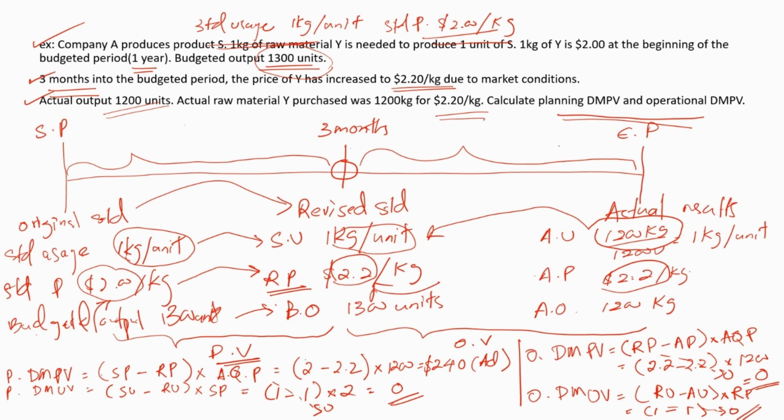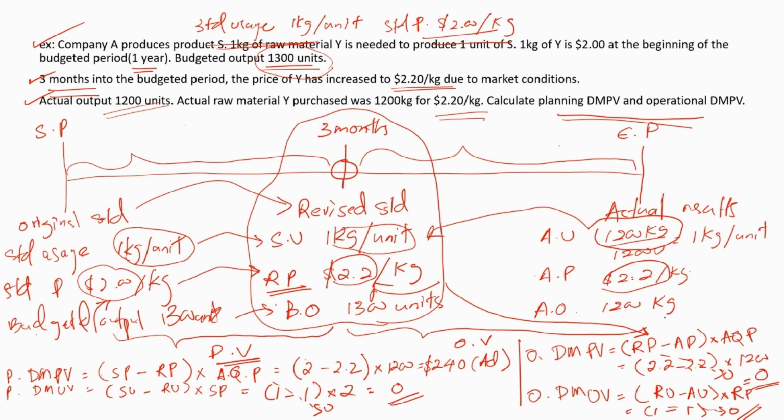This is how we can calculate the planning and operational variances. Another important thing to note is that when we calculate the operational variance, we consider the latest revised standard as the original standard and just assign these values to these equations. These equations are the same as for basic variance analysis.